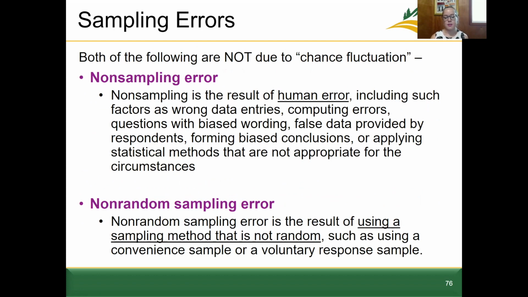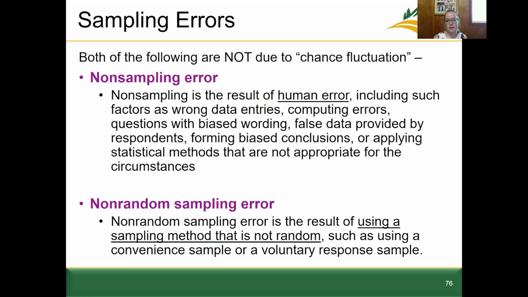Now, these are two examples of sampling errors that are not due to just chance fluctuation. First, we have non-sampling error. A non-sampling error is the result of human error, which definitely happens, including such factors as wrong data entries, computing errors, questions with biased wording, and false data provided by respondents. That's human error on the subject end, not on the statistician's end. It also includes forming biased conclusions or applying statistical methods that are not appropriate for the circumstances. So you can think of non-sampling error as human error, either by the experimental designer or by the subjects.